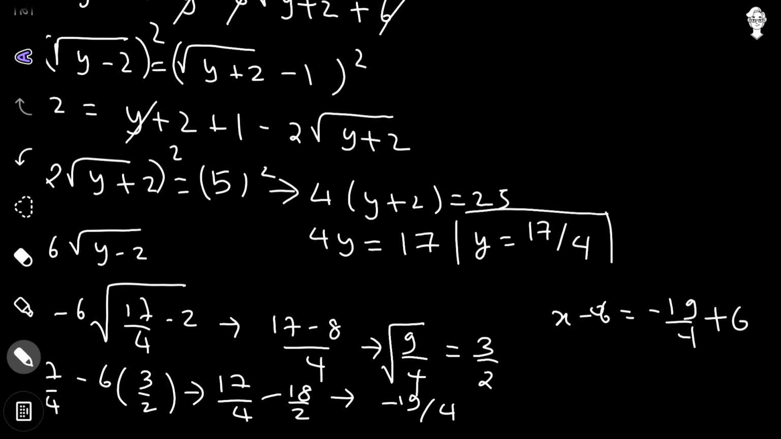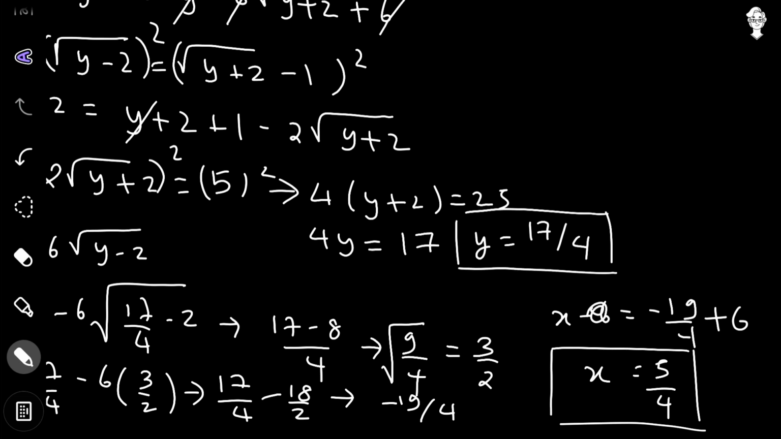Simply adding 6 on both the sides, so here 6 has gone. So now negative 19 upon 4 plus 6 after the LCM will become negative 19 plus 24, that is going to be equal to 5 upon 4. So the value of x is going to be equal to 5 upon 4 and the value of y is going to be equal to 17 upon 4.